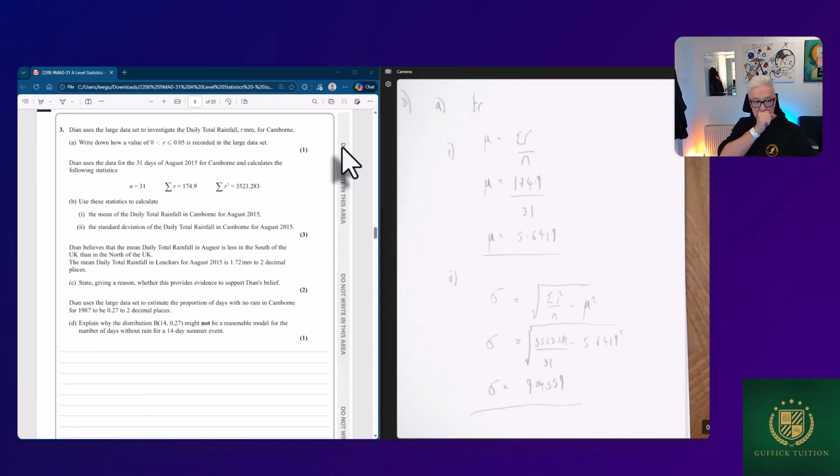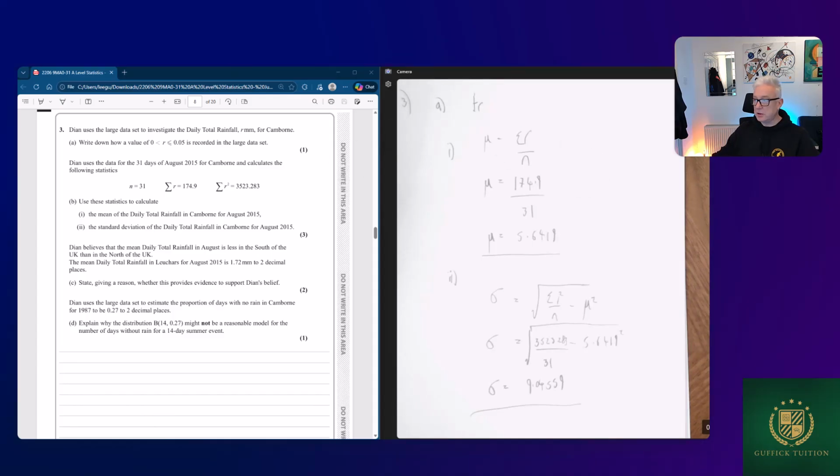Now, it says Yv believes that the mean daily total rainfall in August is less in the south of the UK than it is in the north. And the daily total rainfall in Yv for August 2015 is 1.72 to 2 decimal places. State, giving a reason, whether this provides evidence to support Yv's belief.